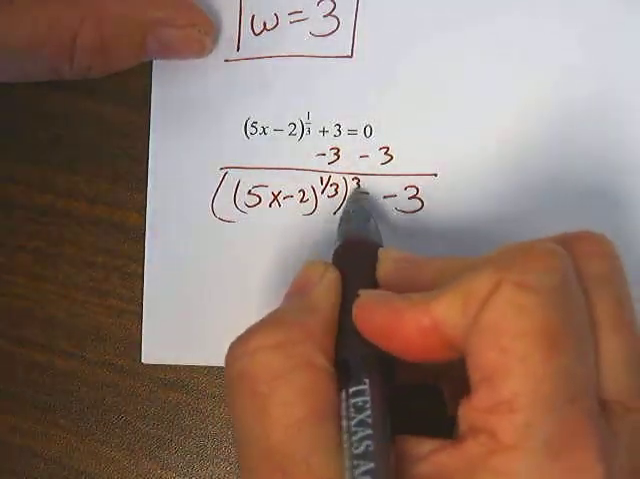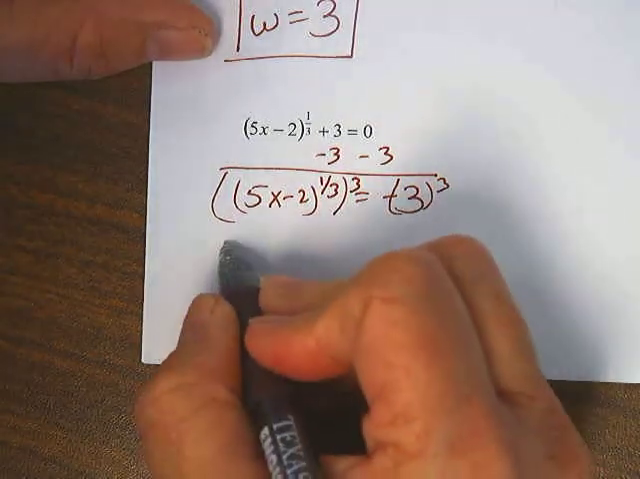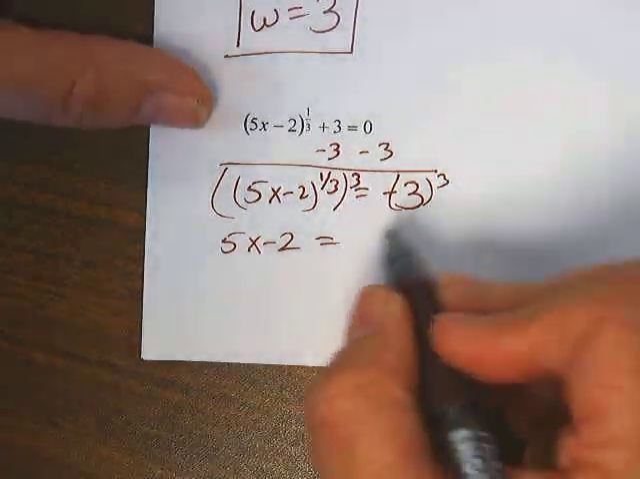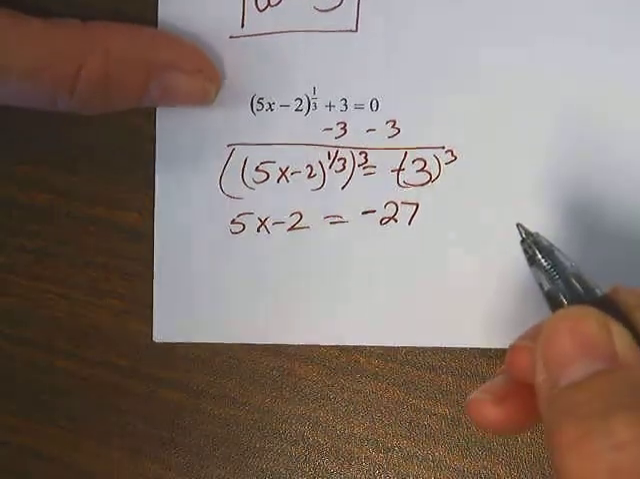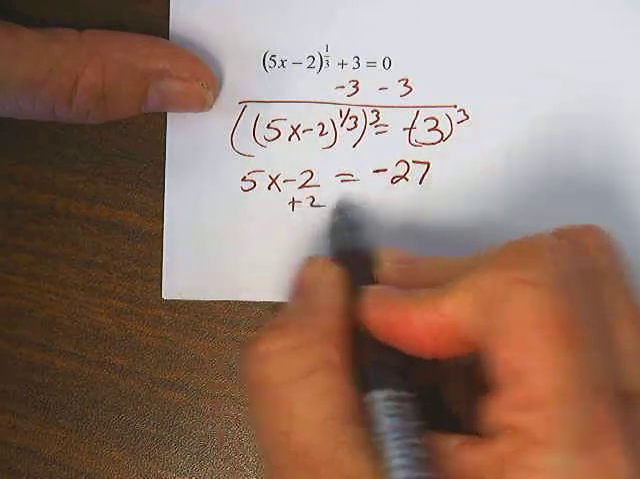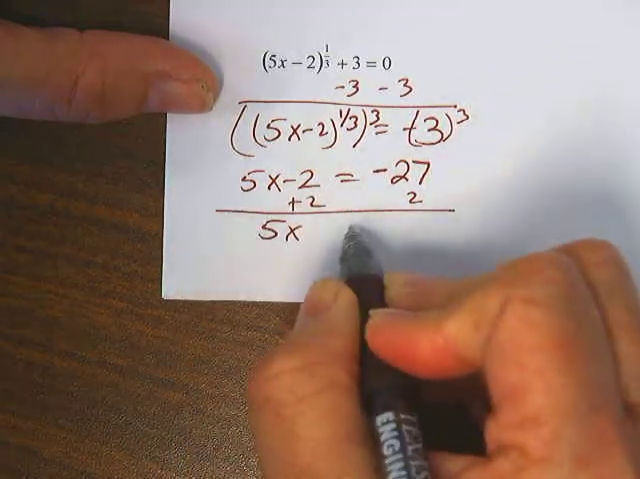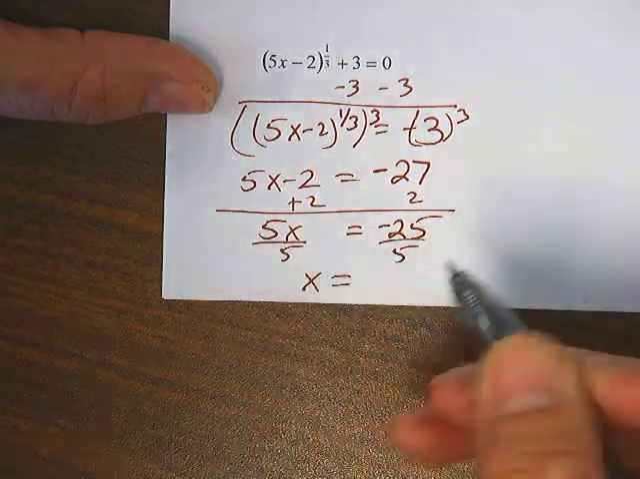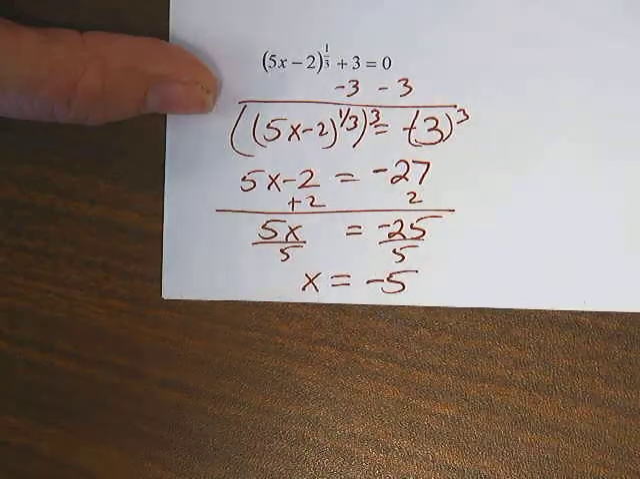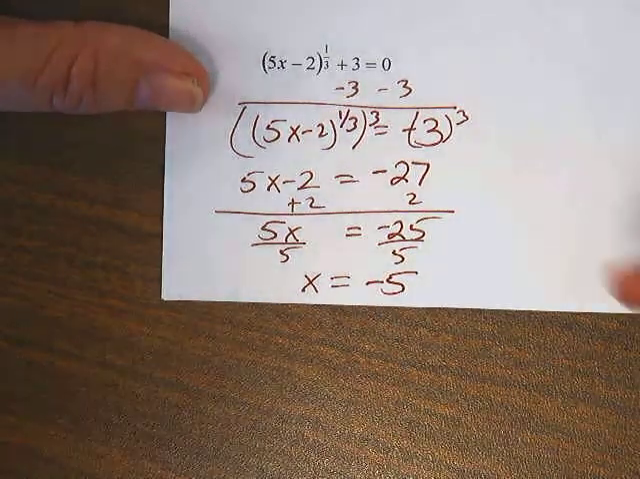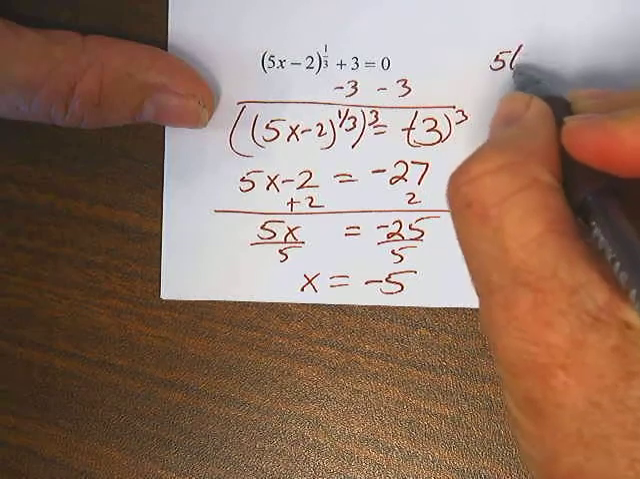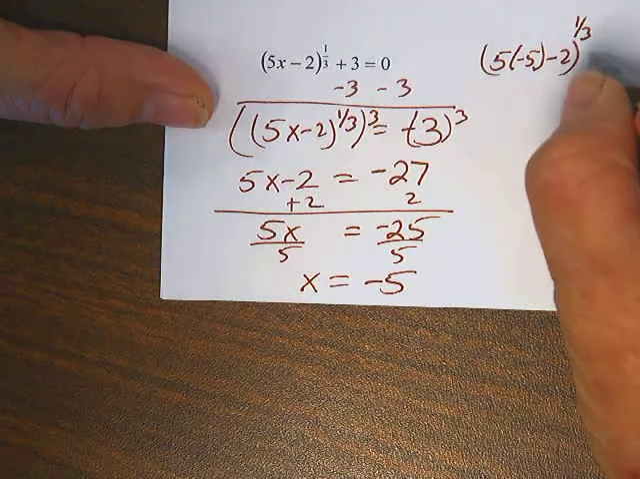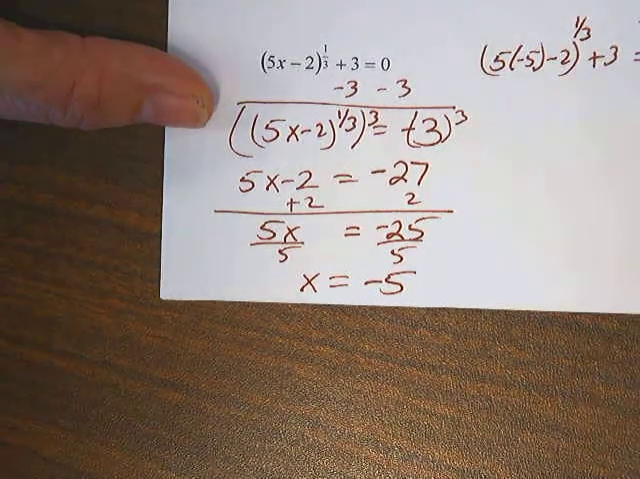Raise both sides to the third power. So I have 5x minus 2 equals negative 3 raised to the third power, which is negative 27. Add 2. 5x equals negative 25. Divide by 5, and we have x equals negative 5. And of course, we're going to plug that back in to make sure it works. So 5 times negative 5 minus 2 to the 1/3 plus 3, does that equal 0?